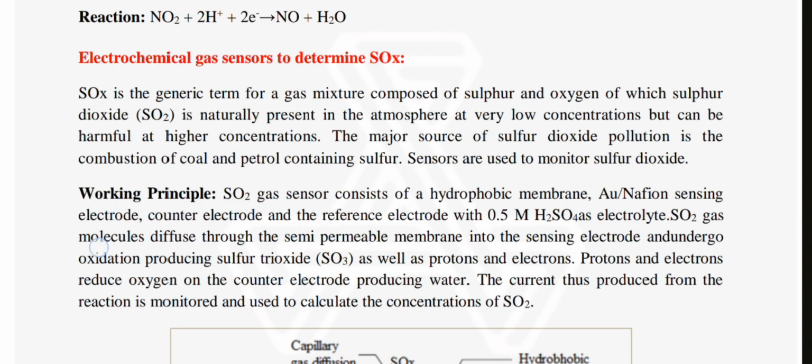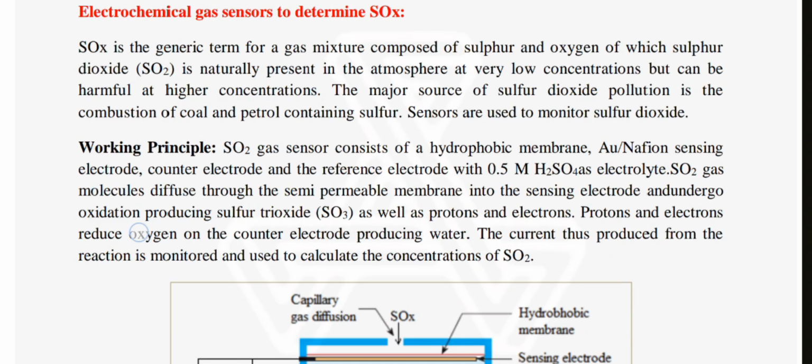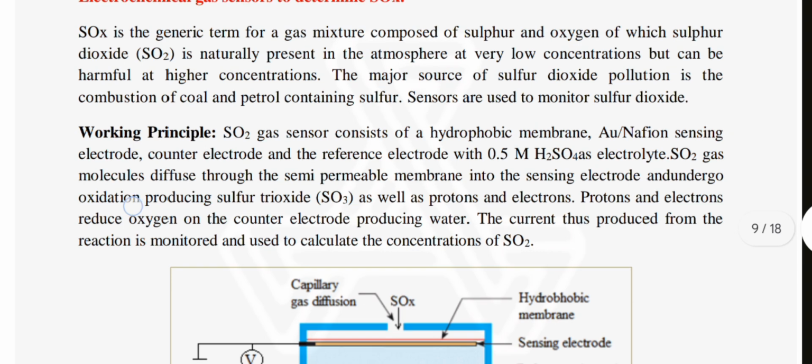Electrochemical gas sensors to determine SOx, that is, sulfur oxide. Sulfur oxide is a generic term for a gas mixture composed of sulfur and oxygen, of which sulfur dioxide is naturally present in the atmosphere at very low concentrations but can be harmful at higher concentrations. The major source of sulfur dioxide pollution is the combustion of coal and petrol containing sulfur. Sensors are used to monitor sulfur dioxide.